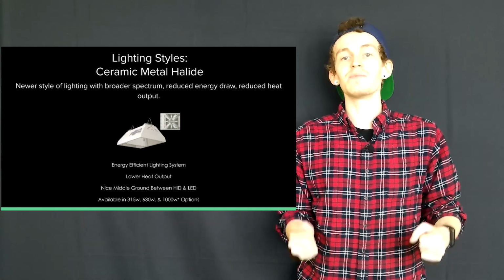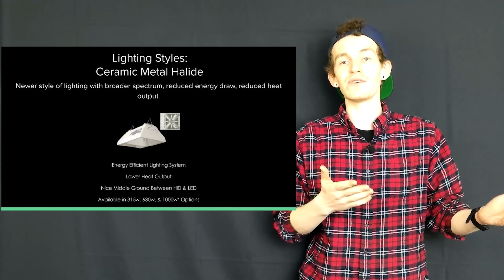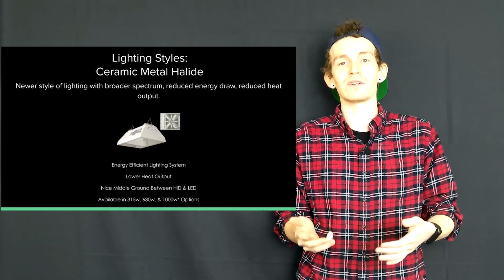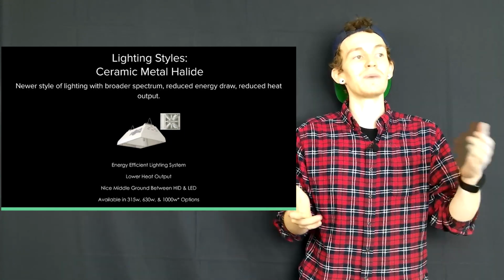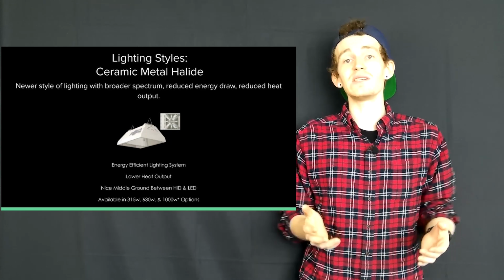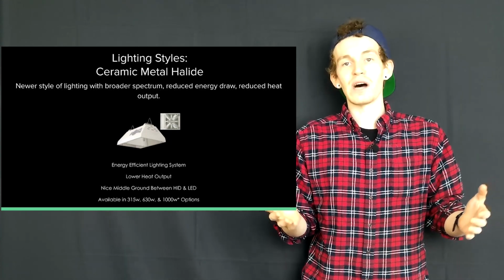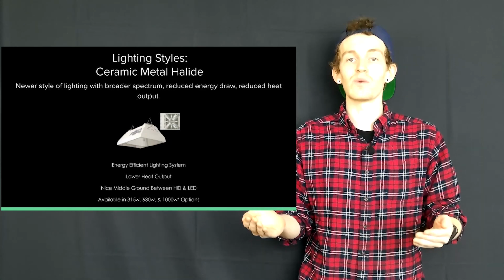Ceramic metal halides are an excellent middle ground option between HID and LED lighting that are a little bit more energy efficient than your traditional HID, but have a deeper penetration than your traditional LED fixture does. Because of this, they're a fantastic option for indoor grow rooms or any space that has limited ceiling or HVAC capabilities. The ceramic metal halides are available in a variety of different options as far as the wattages go, and then do have some different options regarding the bulbs as well.